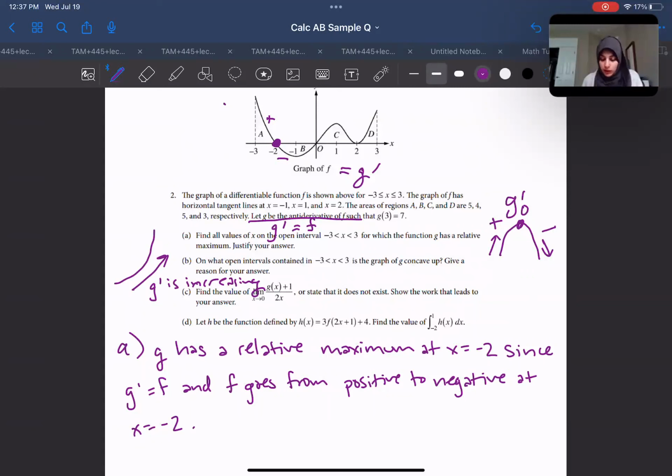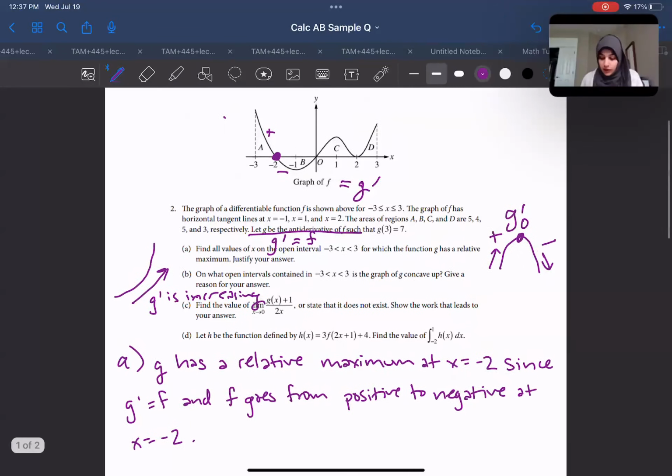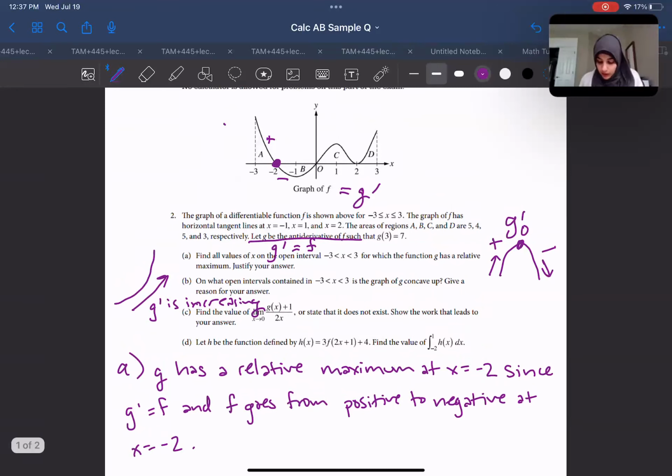So where do we see on our g prime graph that we are increasing? That is happening at -1 to +1. And then it's happening again from 2 to 3, that our derivative g prime is increasing.